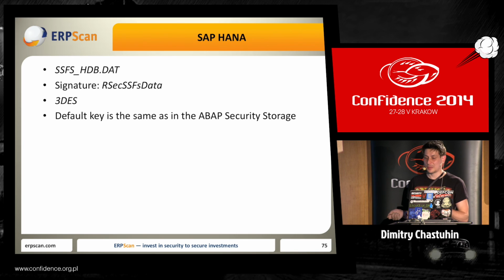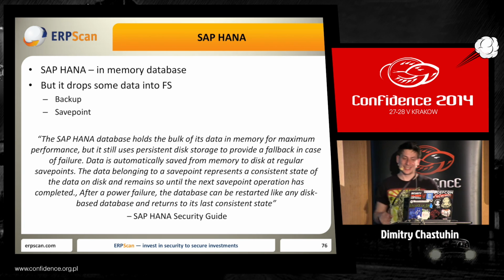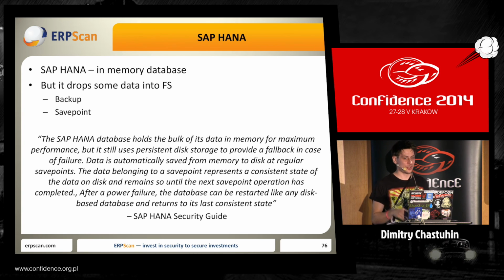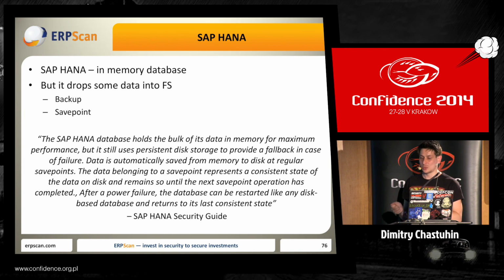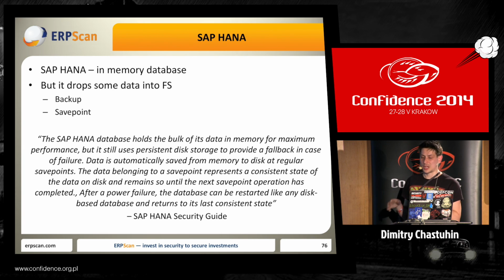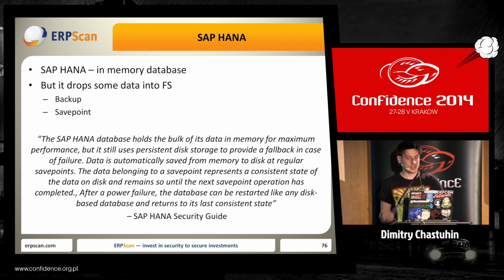And what kind of information can we find in the security storage except the password? About that a little bit later. As I said, SAP HANA is an in-memory database. That's why an attacker can't steal information from a database file on the file system. By the way, SAP HANA drops some data onto the file system, like backups and savepoints, and after a power failure, the database can be restarted like any disk-based database and return to its last consistent state.